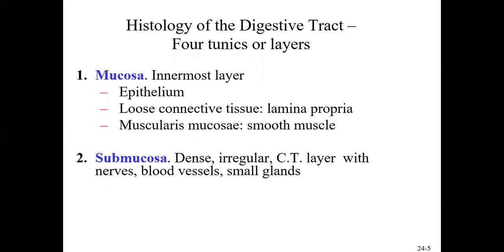Then just out from that, you have the submucosa. This is where you have more connective type tissue. It's the dense, irregular type of connective tissue. Maybe you've talked about it in 168. But that submucosa layer also has nerves associated with it. It has blood vessels and even the small glands that will be producing and releasing the mucus.